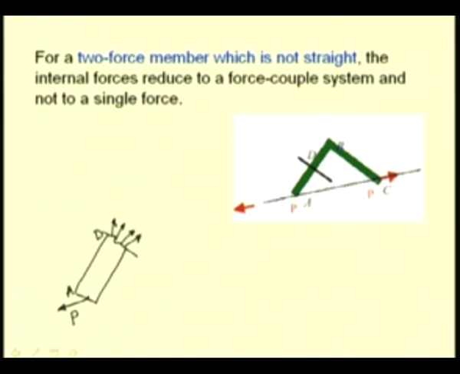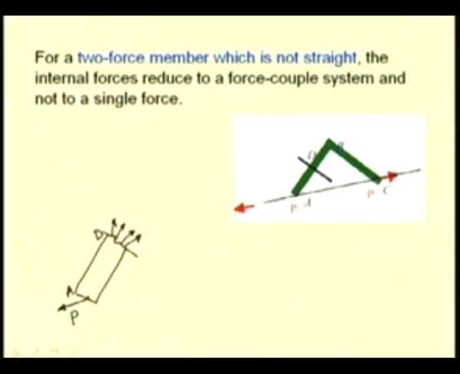For this portion AD to be in equilibrium, the sum of the forces and sum of the moments has to be 0. That means, the resultant of these forces should balance the force as well as the moment due to this force P. So, let us draw the resultant of these internal forces at D.